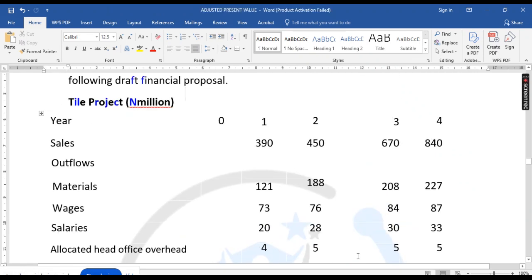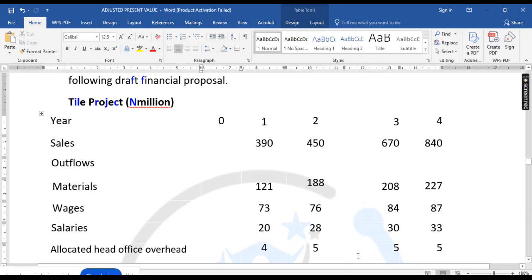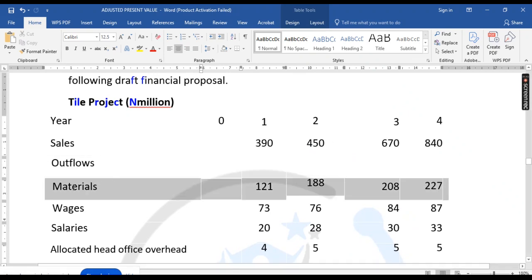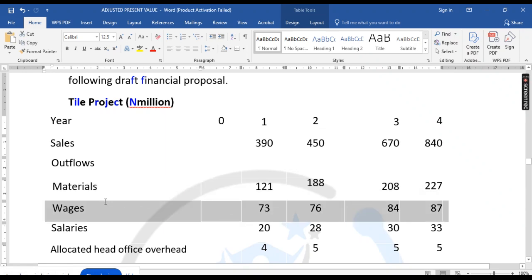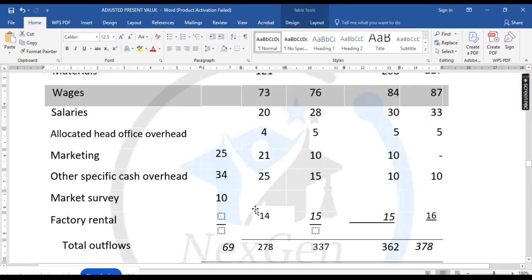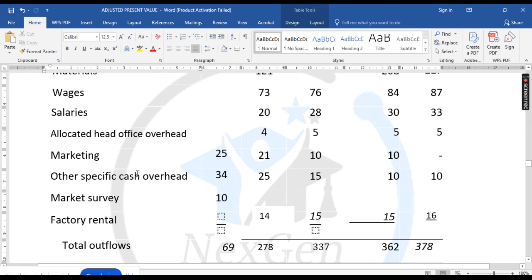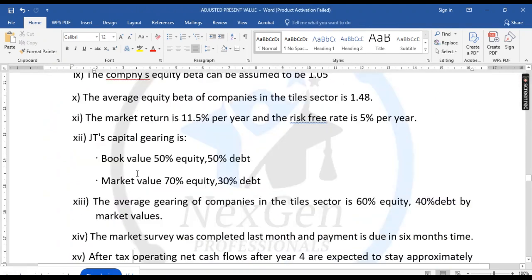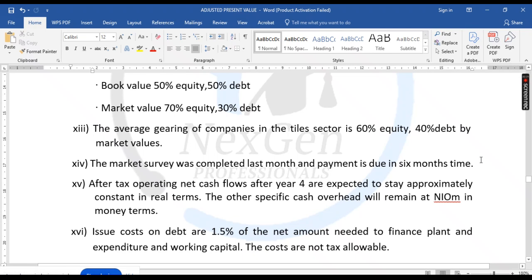So when you are preparing your 6 years, what is relevant? Material is relevant, of course. Wages are relevant, since you pay your casual labor as well as salaries. Then the allocated head office, we need to check. Anything that has to do with apportionment or allocation is not allowed. But let me quickly complete this before I come back to that. Now, the market survey given to you, you remove it. It's not relevant, because whether you like it or not, you do the survey before the project.